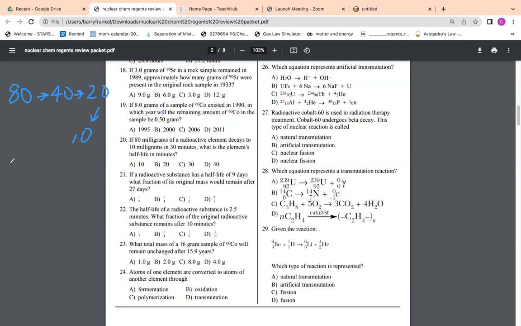Okay. Again, you can use the formula, but in 30 minutes, basically, 3 half-life periods occurred. So that means that each half-life period lasted for 10 minutes. This means that the half-life is 10 minutes long. So this should be A.